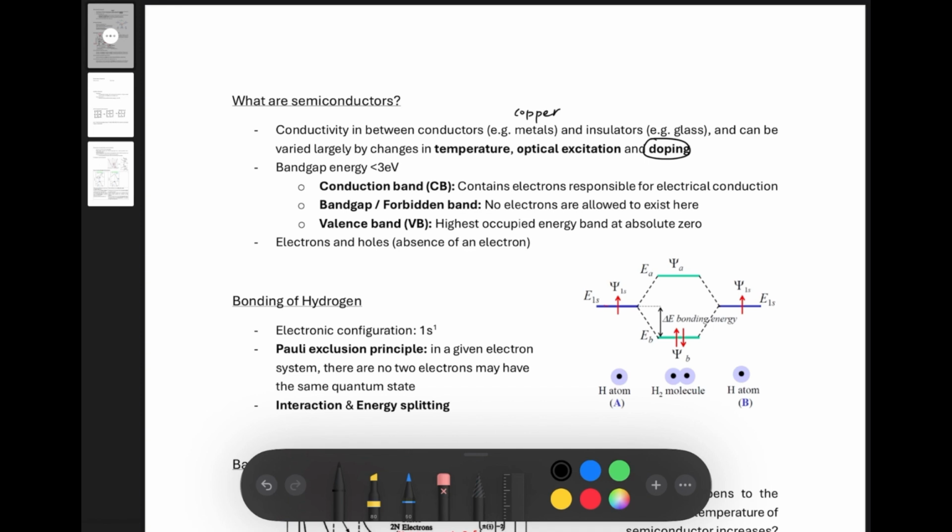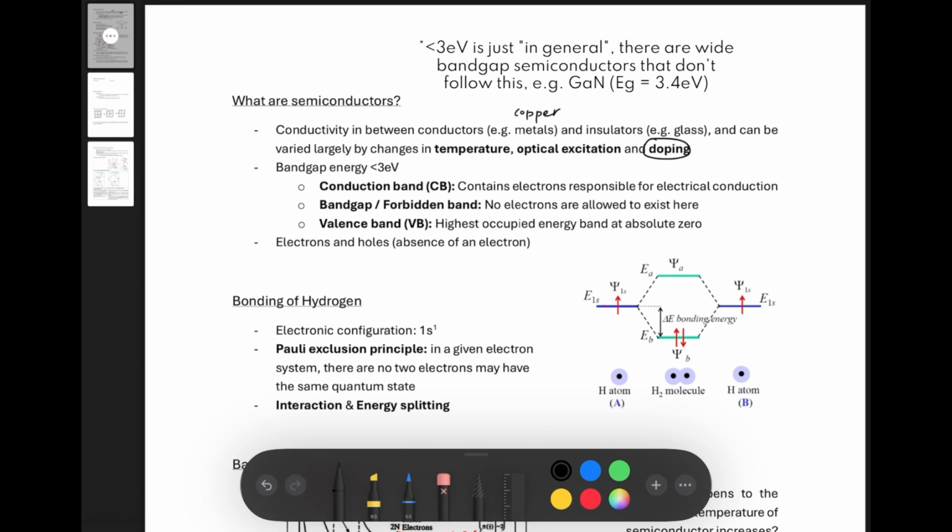Another thing about semiconductors is they have a bandgap energy of below 3 eV, which is electron volt. It's another unit for energy. So 1 eV is equal to 1.6 times 10 to the power of negative 19 joule.